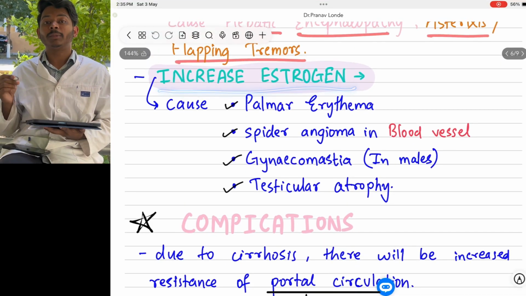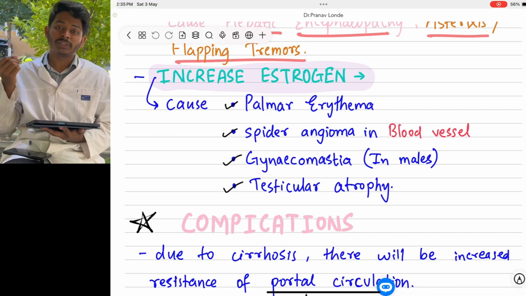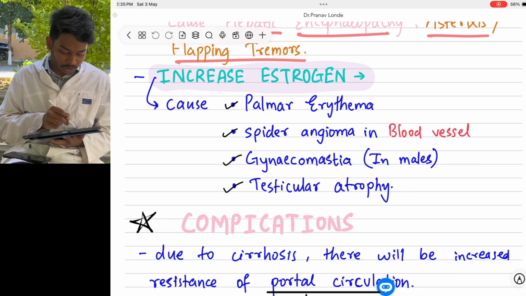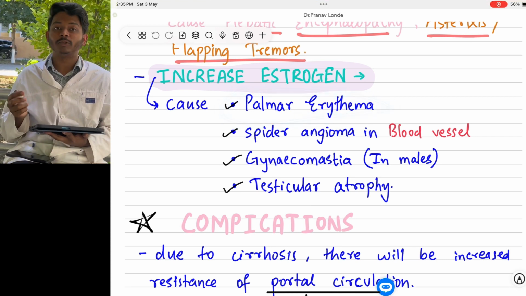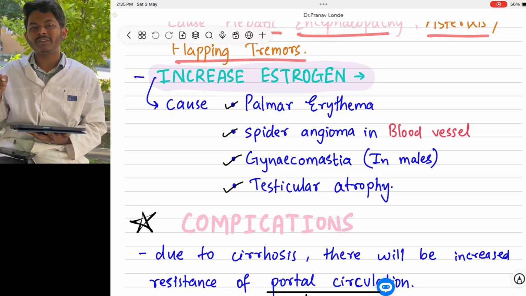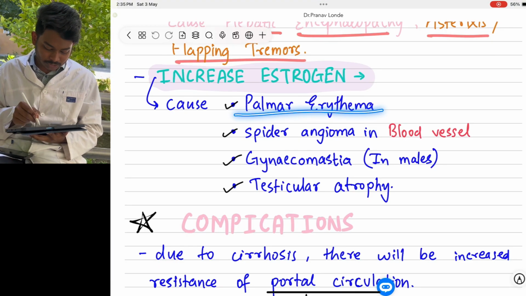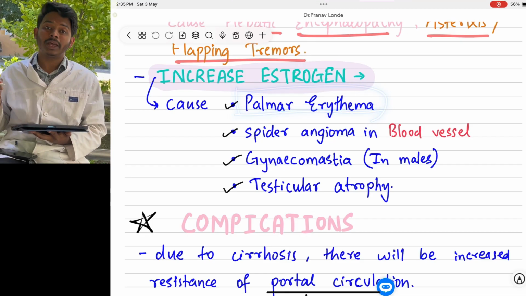Next is increase in estrogen. Our liver metabolizes estrogen as well. So when there is damage, there will be an increased amount of estrogen in the body. What will it do? It will cause palmar erythema. That means the palms of the hand will appear reddish. Why? Because there will be more blood coming to the area, palms and soles as well. So that's why there will be palmar erythema.